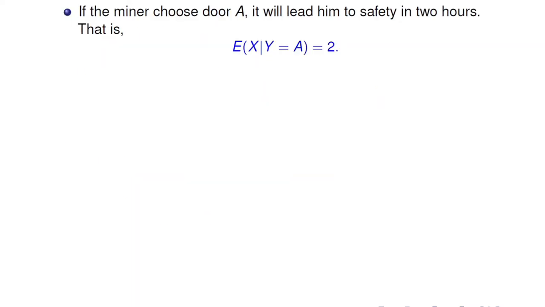If the miner chooses door A, it will lead him to safety in 2 hours. That is to say, the expected value of X given the miner chooses door A is just 2.